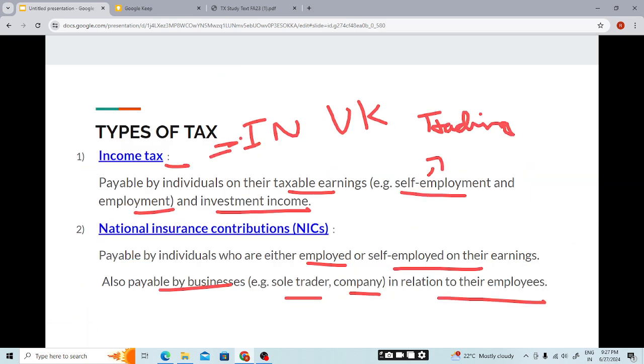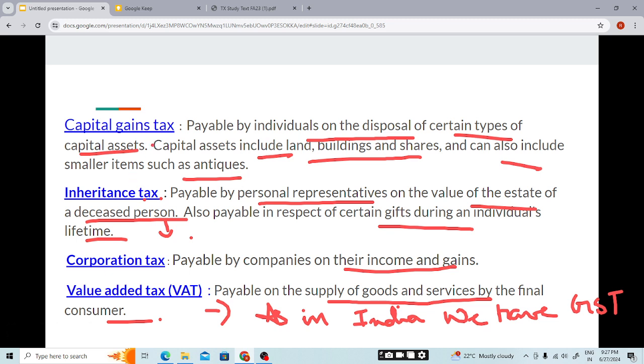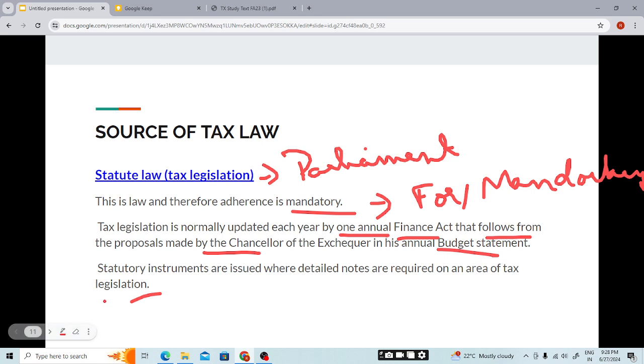Then we have seen the types of taxes: income tax will be paid by individuals, national insurance contribution will be paid by individuals, and if they are employed by an employer, then the employer also needs to pay. Capital gains tax is the tax on the disposal of capital assets. Inheritance tax is the tax on the estate left by a deceased person, that is, you are inheriting from your grandparents or ancestors, etc. Corporation tax is paid by companies. Value added tax is paid on the goods and services in the country.